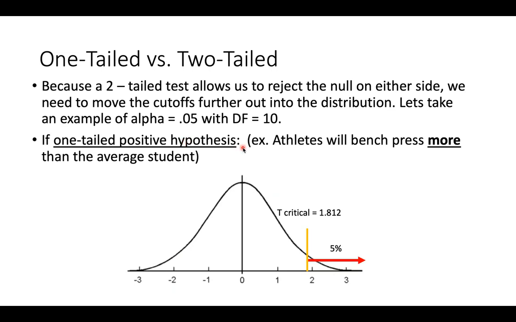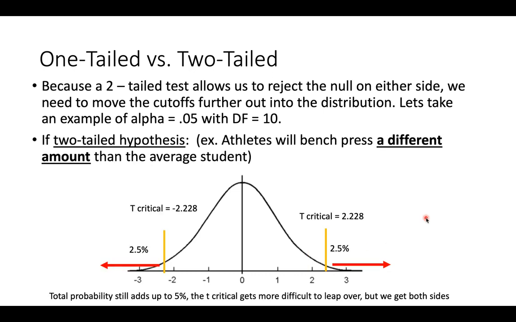So let's maybe look at this with an example. Let's say we have an alpha of 0.05 with degrees of freedom of 10, and I have a positive one-tailed hypothesis. Athletes will bench press more than the average student. Here's my critical value. I have my 5% because my alpha is 0.05 in this direction, right? Only because I'm saying athletes will bench press more. So this is how I would set up my line in the sand. I would then go collect data with athletes and see if they fall in this small area of the curve, in which case I conclude that they do bench press more.